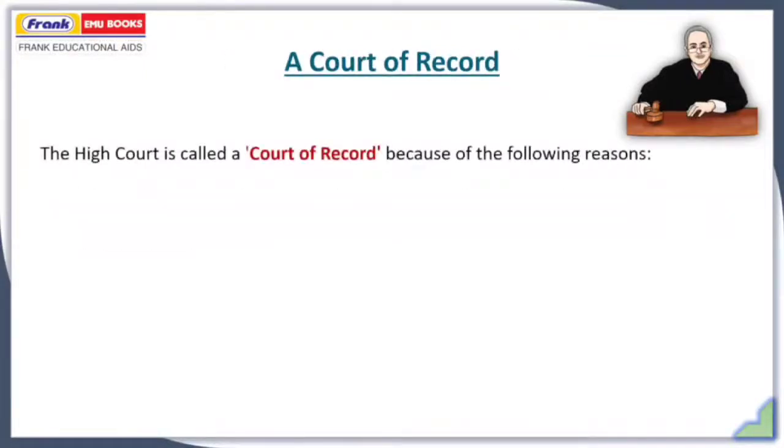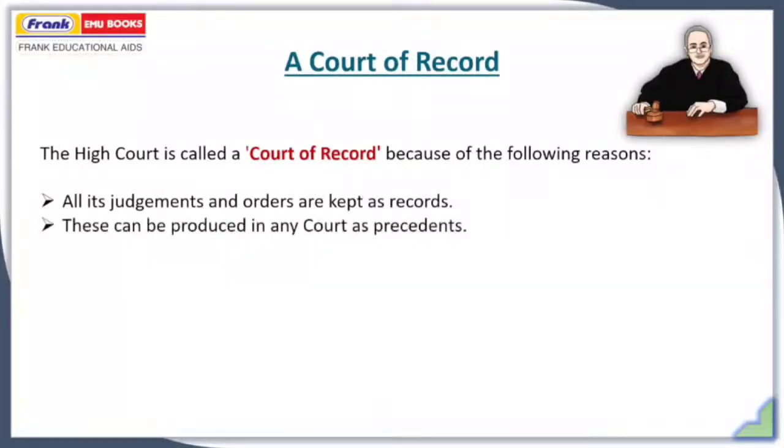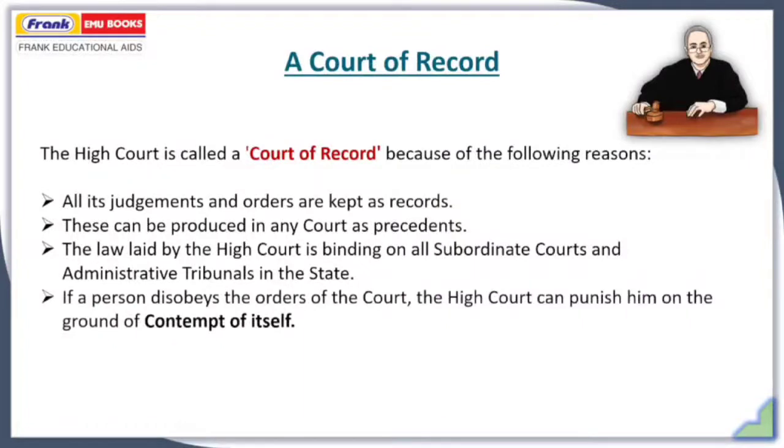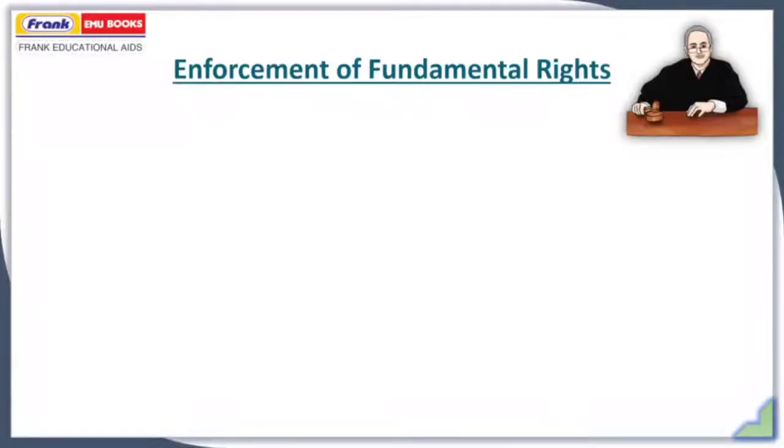Court of record. The High Court is called a court of record because of the following reasons. All its judgments and orders are kept as records. These can be produced in any court as precedents. The law laid by the High Court is binding on all subordinate courts and administrative tribunals in the state. If a person disobeys the order of the court, the High Court can punish him on the ground of contempt of itself. Now, the most important task of the High Court: enforcement of fundamental rights.